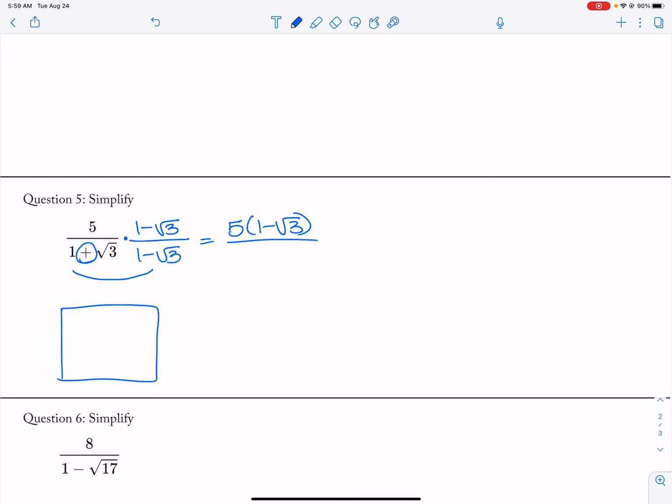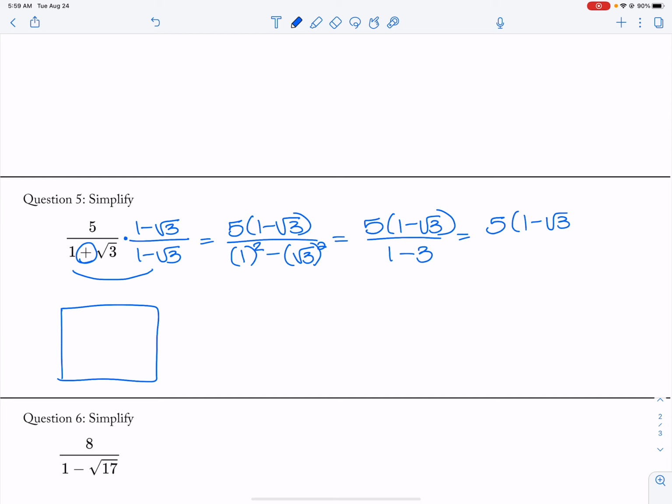But again, I keep telling you guys that I want you guys to do everything faster. What I just said was the difference of squares. What is the difference of squares simplified to? It is the first term squared minus the second term squared. So then I get 5 times 1 minus root 3, and then I get 1 squared minus root 3 squared, which is 3. So then I get 5 times 1 minus root 3 over negative 2.